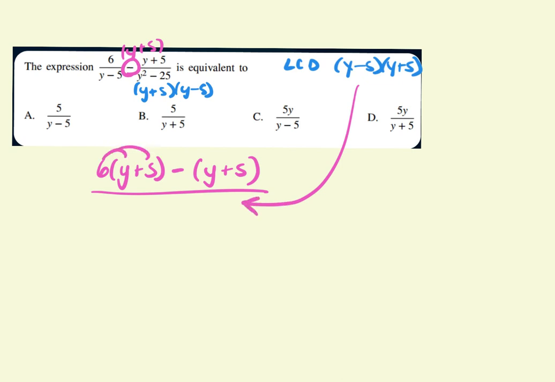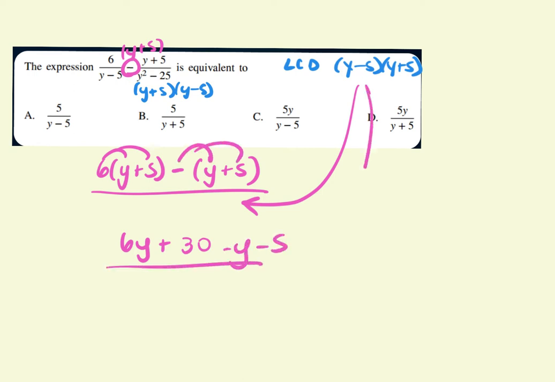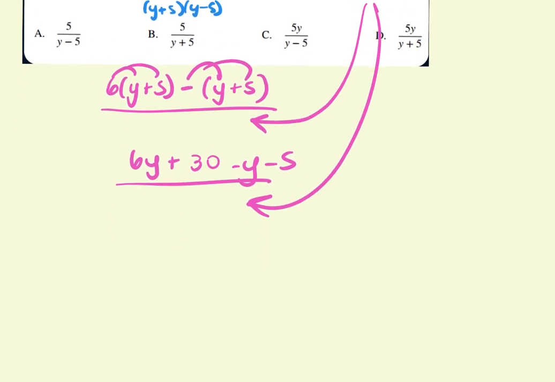Then I distribute the 6, so I get 6y plus 30. The minus gets distributed, minus y minus 5, again over the whole least common denominator. And then 6y minus y is 5y, 30 minus 5 is positive 25.